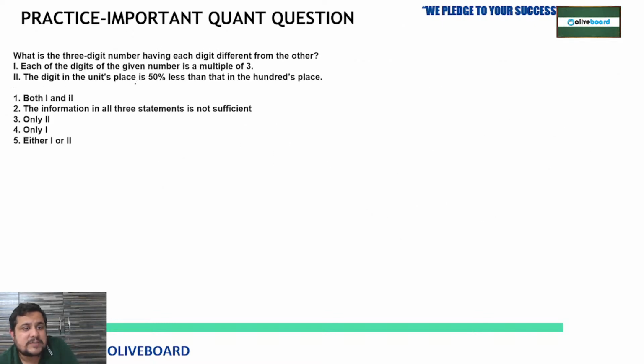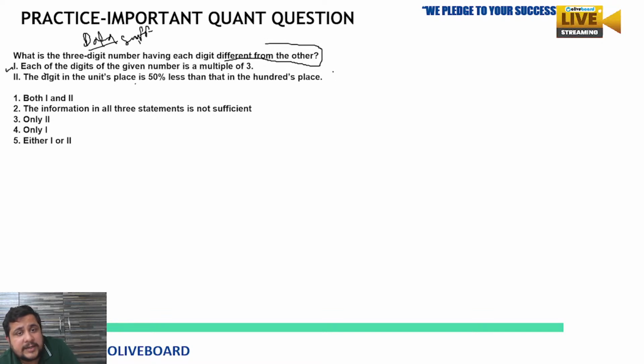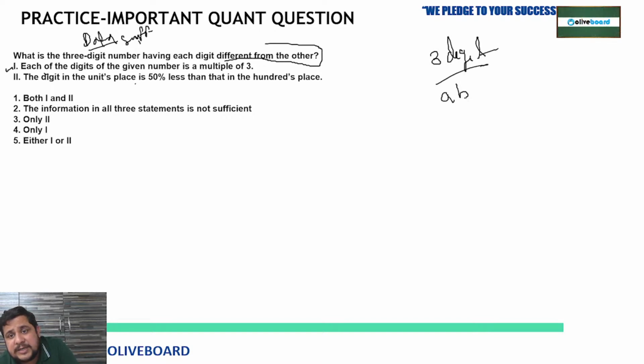Now next question is based on data sufficiency. Okay, what is the 3-digit number having each digit different from other? So first statement, right? 3-digit number you have to calculate, and each digit must be different. Means ABC, all three must be different.